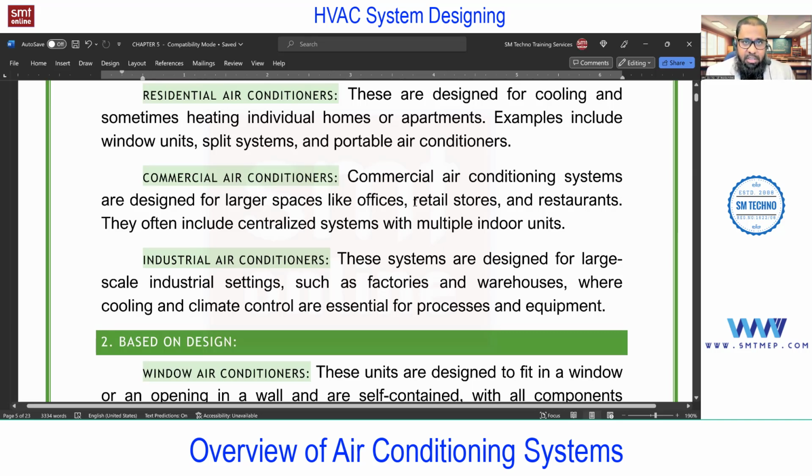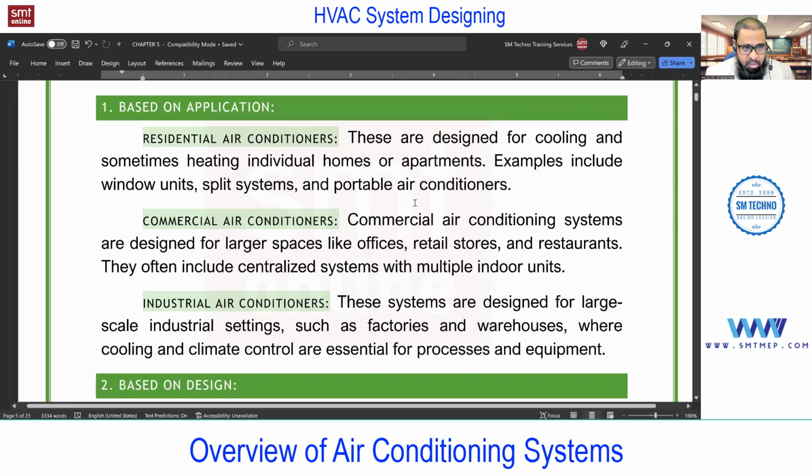Again, on the industrial side, you may find it partly for process and partly for human comfort, because in industry you'll find the office areas also. So it depends on the space type. Again, in that you'll find the precision type, for a specific process like a printing process, or like a server room, like CRAC units, etc. So this is based on application.